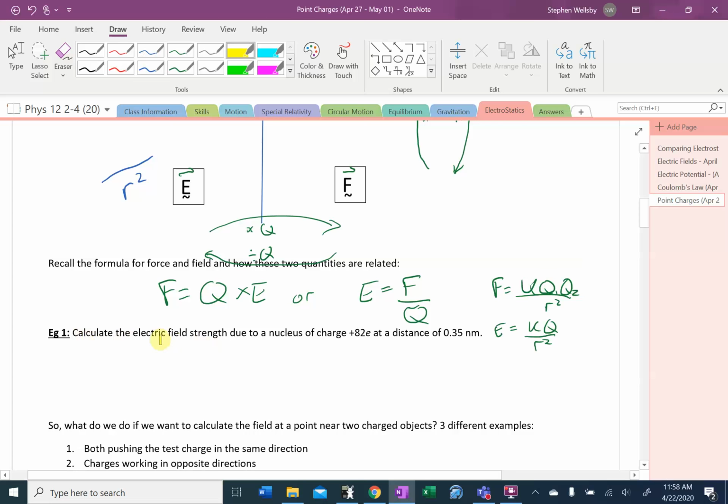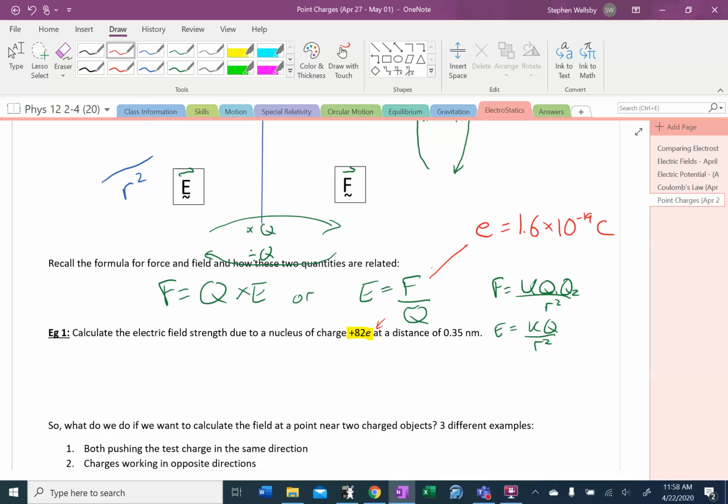So calculate the electric field strength due to the nucleus of charge plus 82e. So e, just as a note here, is our fundamental unit of charge. The charge of an electron, or the amount of charge an electron or a proton would have, is often referred to as e. And again, just as a reminder, if you haven't memorized it yet, the fundamental unit of charge is 1.6 times 10 to the negative 19 coulombs.